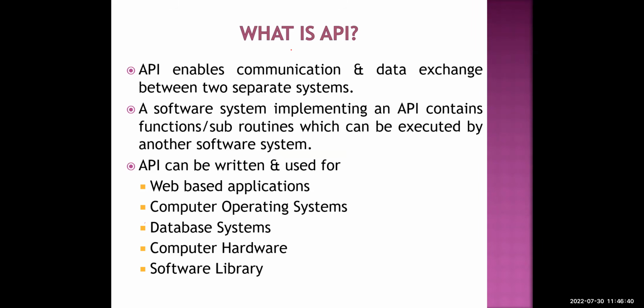Now the point, what is API? API enables communication and data exchange between two separate systems. It can be anything: दो client हो सकते हैं communication करने के लिए, दो server हो सकते हैं, maybe client and server हो सकते हैं, so it can be any combination. So API का मतलब क्या है? It helps you communicate and exchange data between two different systems. A software system implementing an API contains functions or subroutines which can be executed by another software system. Means what? Let me give you a beautiful example.